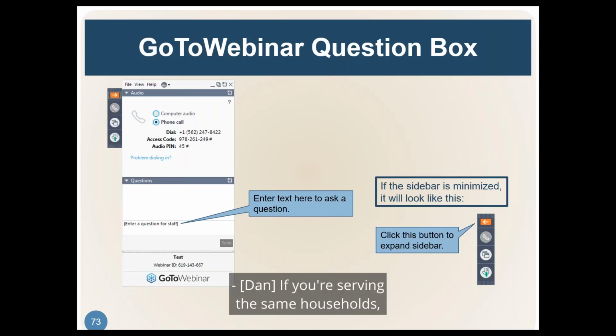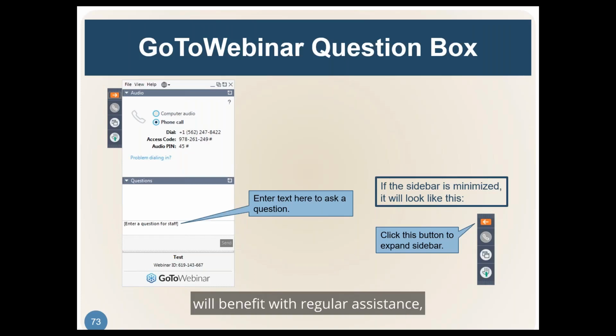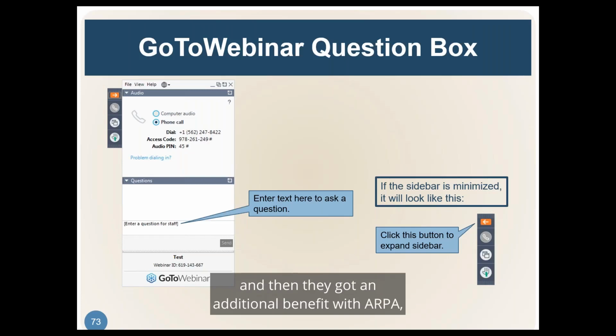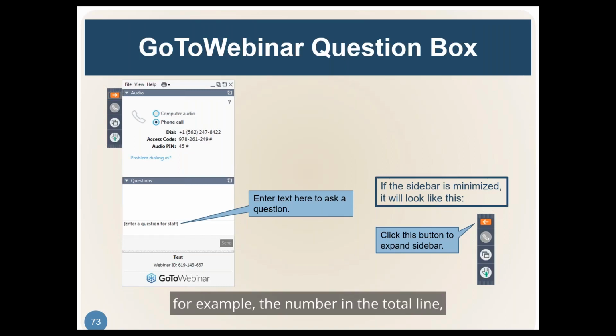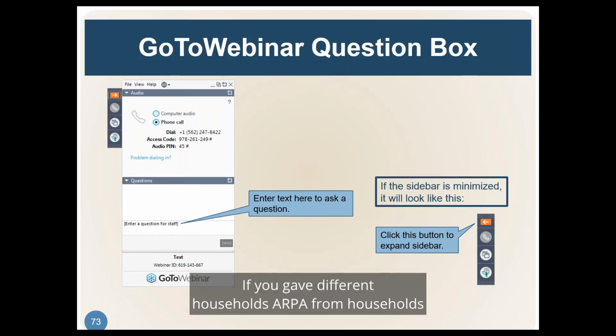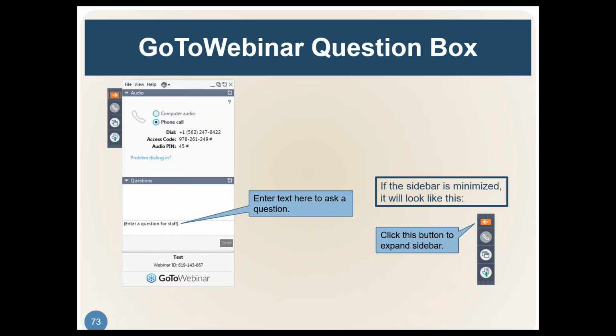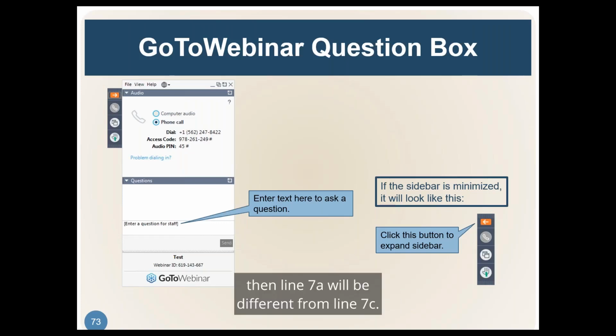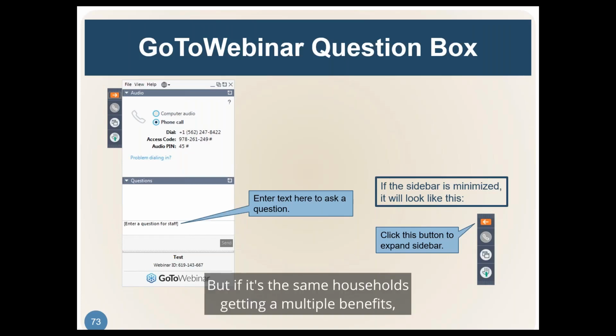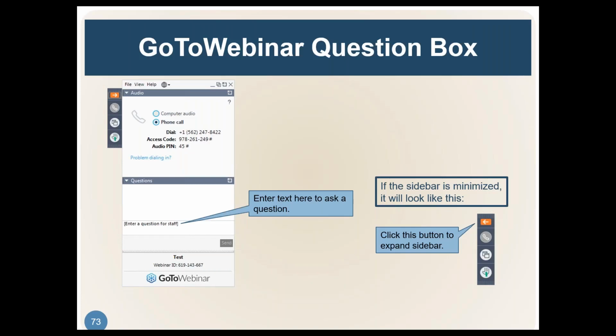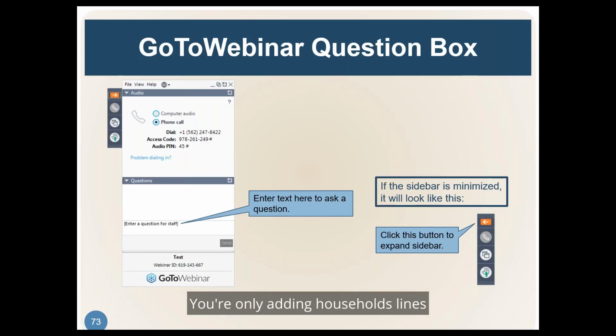If you're serving the same households, so the same households got a benefit with regular assistance, and then they got an additional benefit with ARPA, for example, the number in the total line, the first line 7A, and the number in 7C would be the same. If you gave ARPA to different households from those that got regular assistance, then line 7A will be different from line 7C. But if it's the same households getting multiple benefits, then the numbers would match across those three lines. You're only adding households if there are different households.